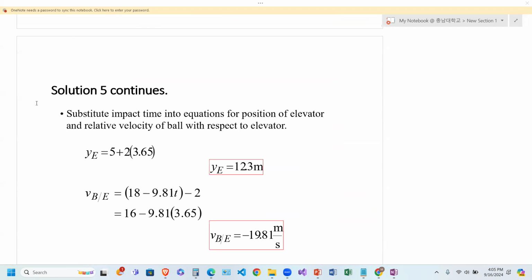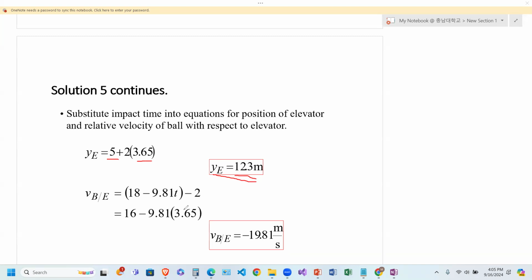Remember, we got our equation whereby Y_E is the same as Y naught plus VT. From that equation, we got our time as 3.65 seconds. And remember our initial distance that the elevator had moved was 5. So realize that the distance Y_E would be 12.3 meters. But also we need to get our velocity.